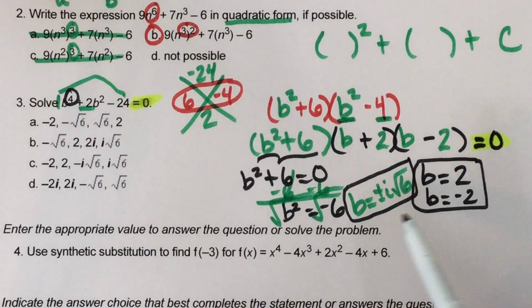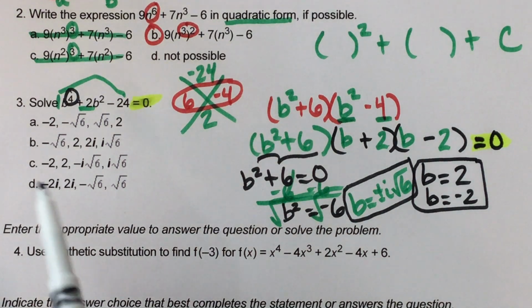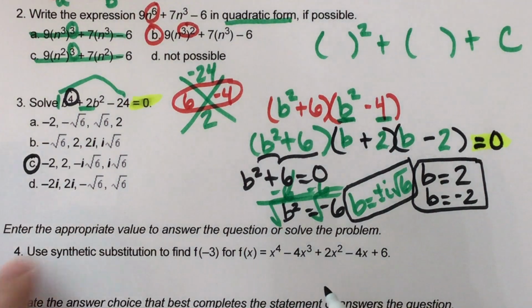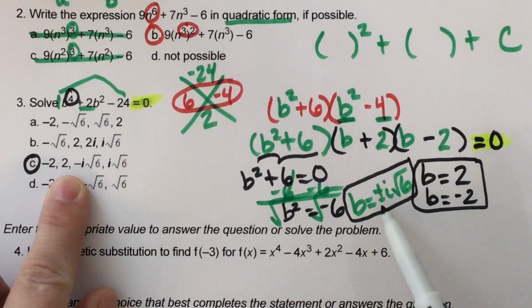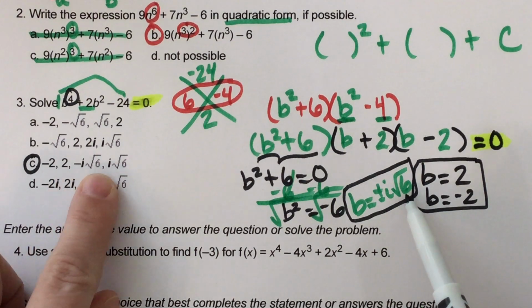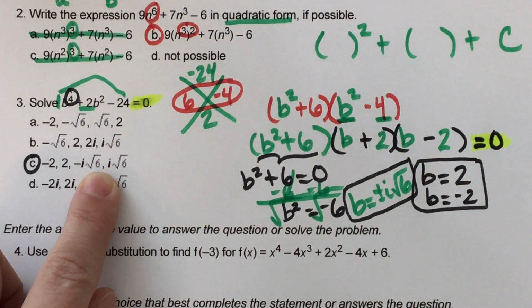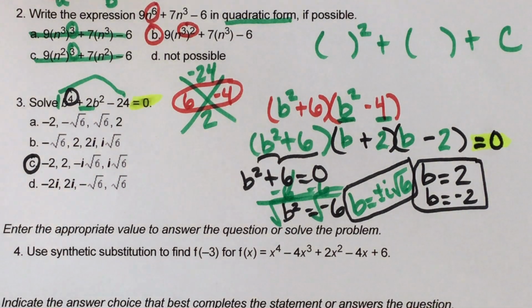So the plus is 1 answer, the minus is a second answer. So 1, 2, 3, 4. 4 total answers. Okay, and where do we see it? 2, negative 2. And it is C. So there's our 2 and our negative 2, and then we've got the negative i square root of 6 and the positive i square root of 6. Okay, number 4.